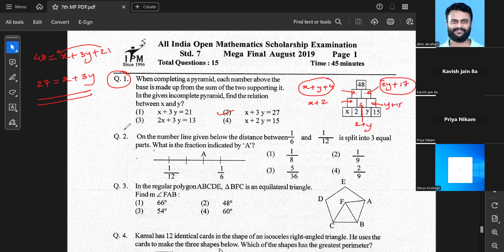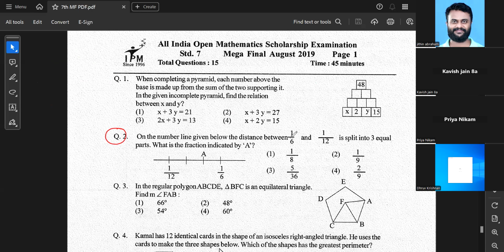Proceeding further. Second question. On the number line given below, the distance between 1 by 6 and 1 by 12 is split into three parts. What is the fraction indicated by A?